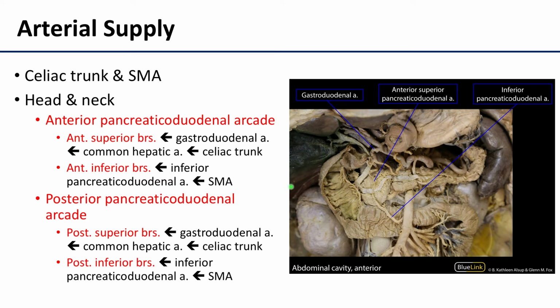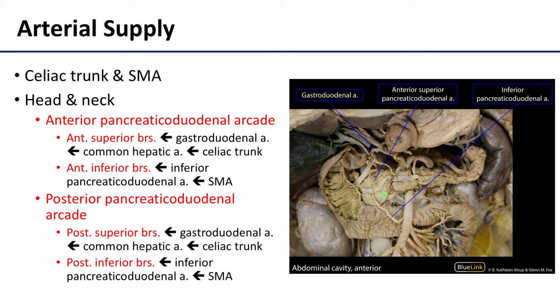We can really divide the arterial supply into what supplies the head and the neck and what supplies the body and the tail. So we're going to start with the head and the neck. The head and the neck of the pancreas shares a supply with the duodenum, which makes sense based on its very close relationship. They are supplied by the celiac trunk, which you can see here, so branches of that celiac trunk, and branches of the superior mesenteric artery. Whereas the body and the tail are going to be supplied exclusively by that splenic artery.